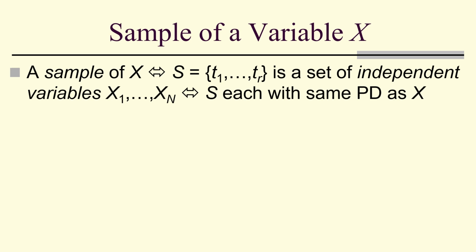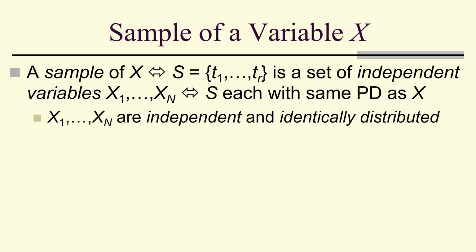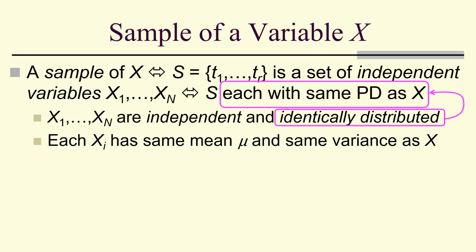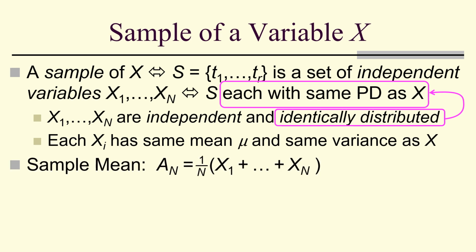So if we take a sample of a variable x, we want to take independent samples. So we have independent variables x1 to xn, each with the same probability distribution as x. Or in other words, we say x1 to xn are independent and identically distributed. Sometimes we abbreviate that IID. Each xi has the same mean mu and the same variance as x. The sample mean is defined to be the average of x1 to xn.